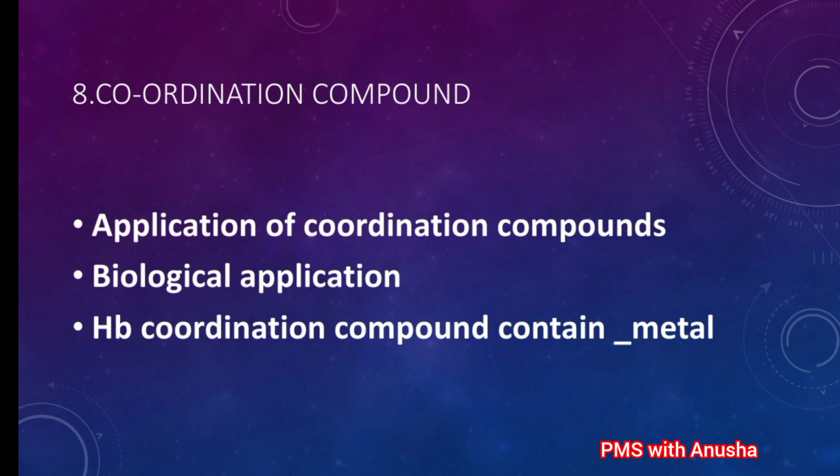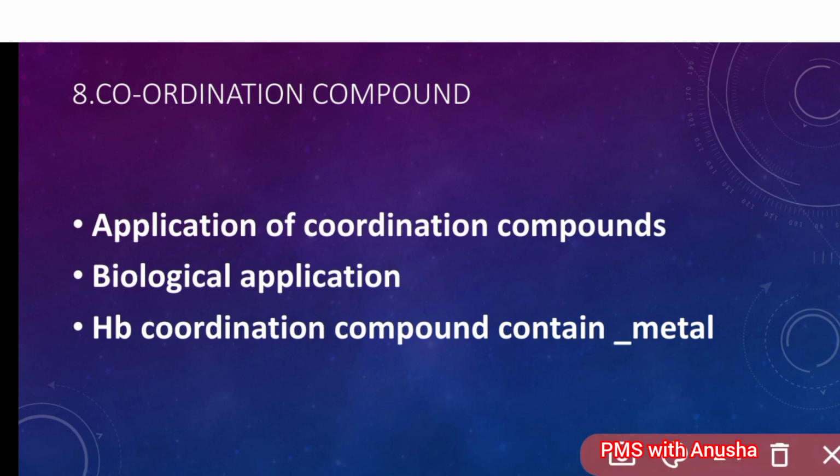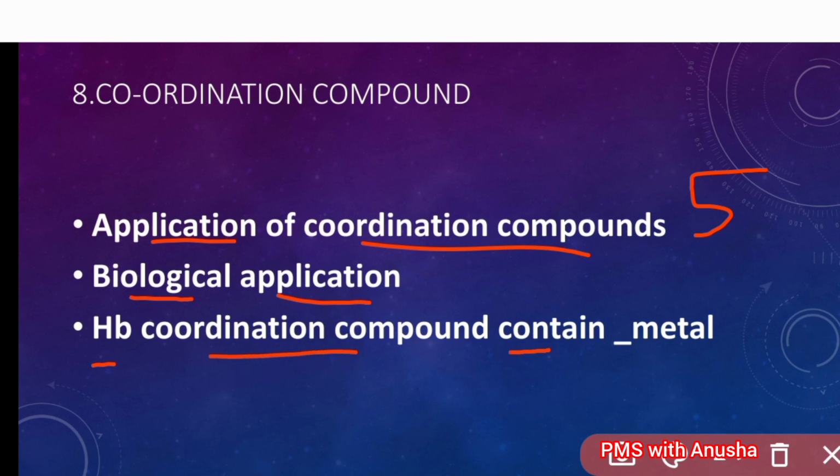Next, coordination compounds. In this unit you have to study applications of coordination compounds, at least 5 applications. Also you have to study biological applications. You have to explain hemoglobin function, chlorophyll function, vitamin B12 function, and so on. Next, hemoglobin is a coordination compound that contains the metal iron, Fe2+.